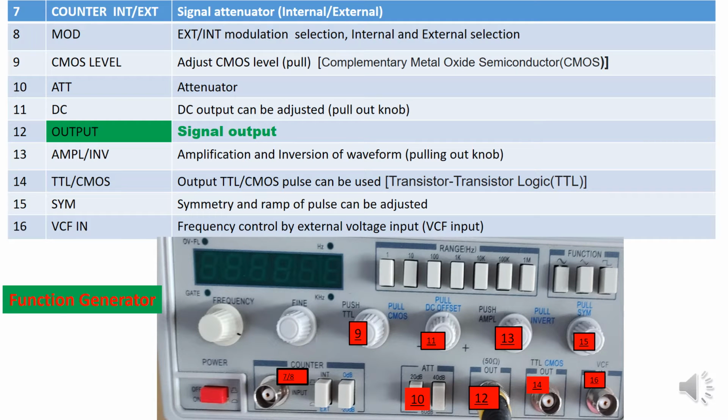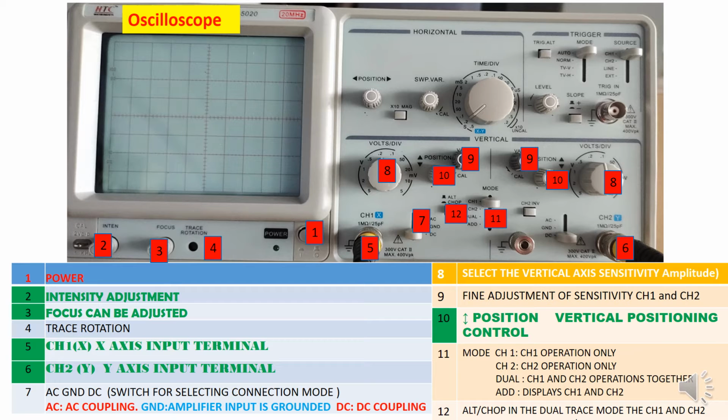Similarly, the output of the signal can be taken from 12. So whatever signal we are getting from the function generator, you can take the output from this 12. In this way, we are using this function generator. Further, this is an oscilloscope which we are using. Different functions are available in the oscilloscope, and we are using only the particular ones I have shown in green.